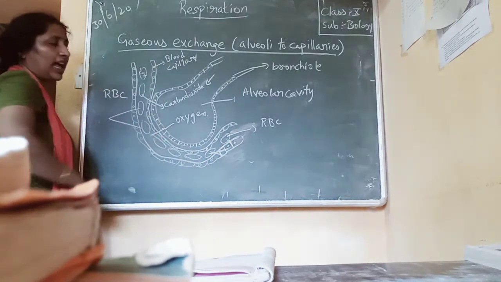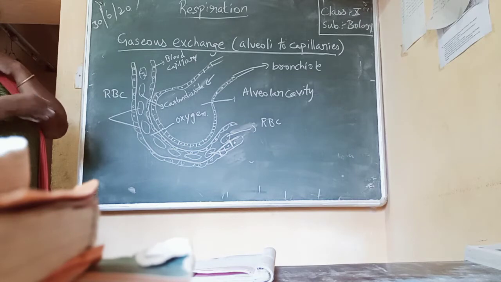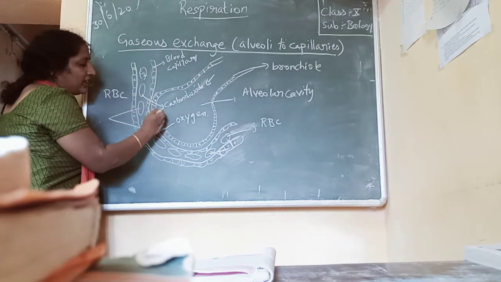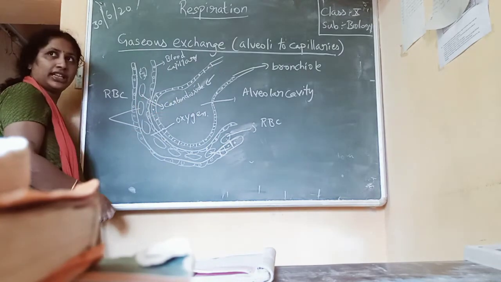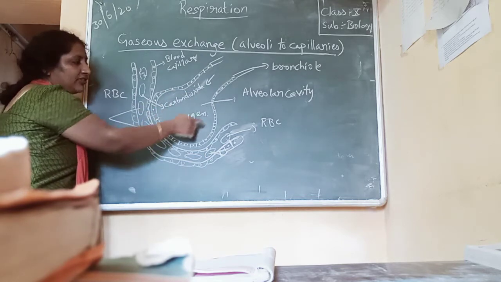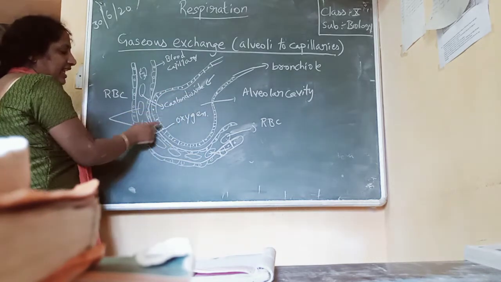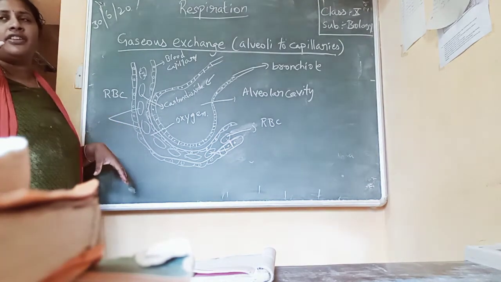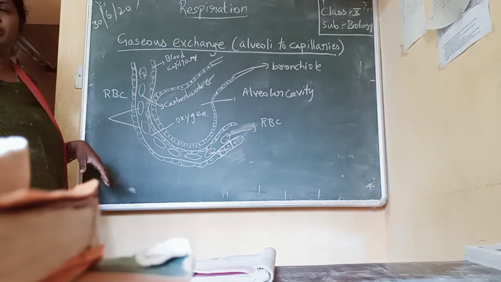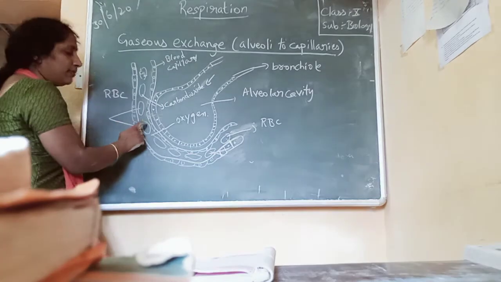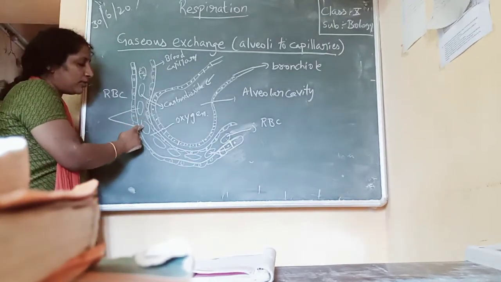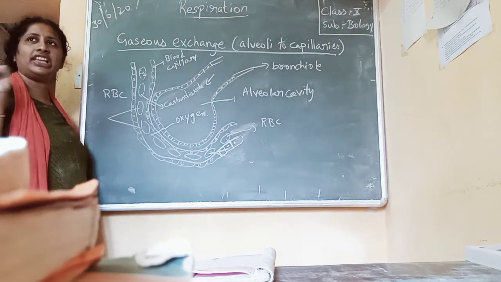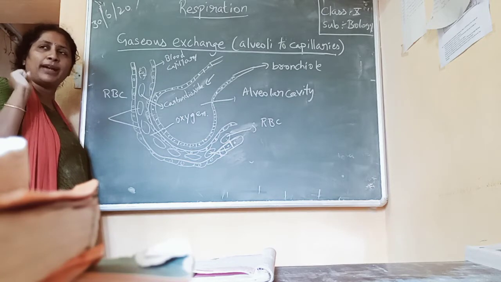When it comes to the alveoli, because the alveoli are surrounded by capillaries, this carbon dioxide is given to the alveoli, and the oxygen which is present in the air mixture is taken. The hemoglobin present in the RBC has a very high affinity to combine with oxygen. It likes oxygen very much, so wherever oxygen is available, it binds immediately with it.